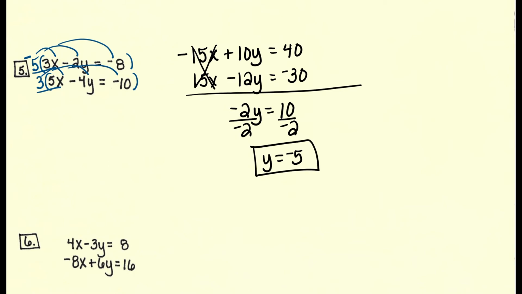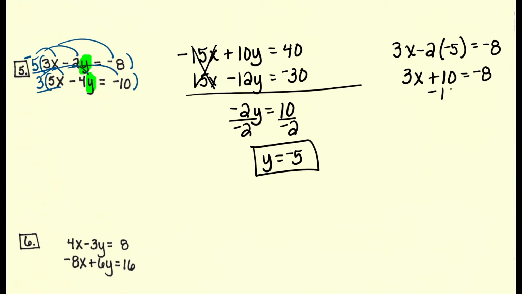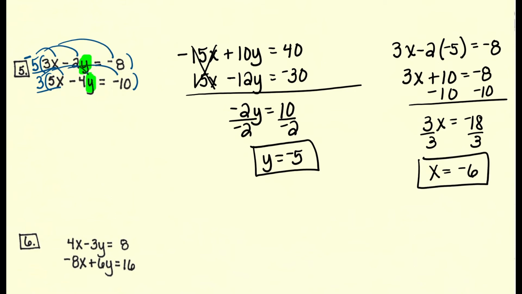Now let's take that -5 and plug it into one of those y places right there. I'm going to go to the top one. So if I do that, I'm going to have 3x minus 2, but where the y is, I'll have -5, equals -8. So I have 3x plus 10 is equal to -8. Subtract that 10 from both sides. So I have 3x equals -18. Divide by 3, and x is equal to -6. Giving me the ordered pair -6, -5.